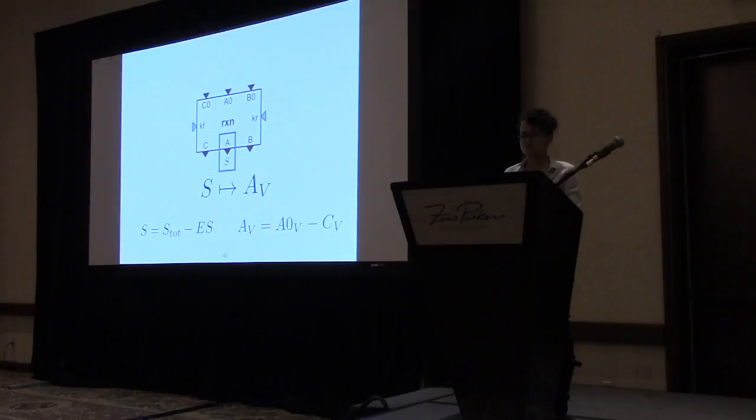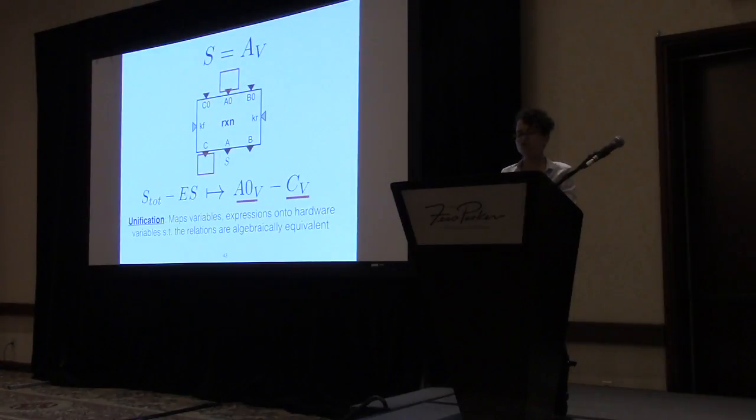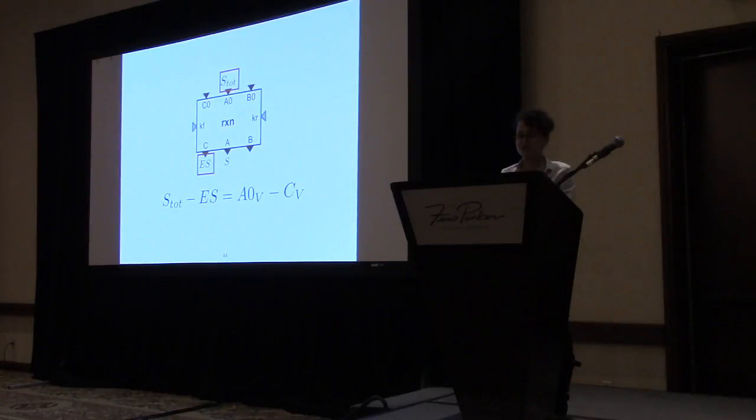So the general idea is as follows. You would like to map the dynamics of the variable in your dynamical system to the variable in your hardware component. And what you need to do is you essentially need to unify the dynamics of these two quantities. So you can see basically what you need to do is fill in expressions, assign values to the voltage of A0 and the voltage of C, such that these expressions are equal. You can see that if you assign S tot to the voltage of A0, and if you assign ES to the voltage of C, you make these two expressions equivalent.